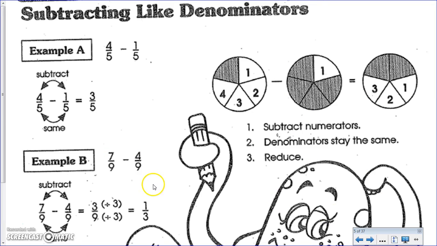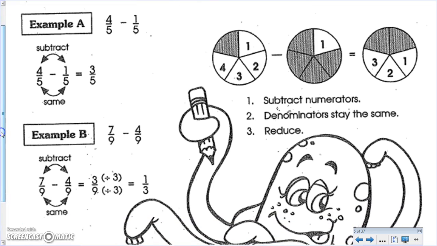All right, subtracting like denominators works very similar to adding, just doing a different operation. So step 1 is to subtract the numerators. Step 2, the denominators stay the same. And then step 3, reduce or simplify if necessary.